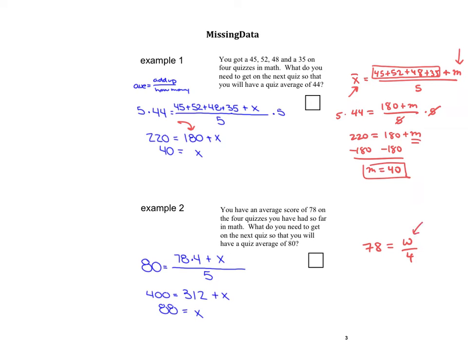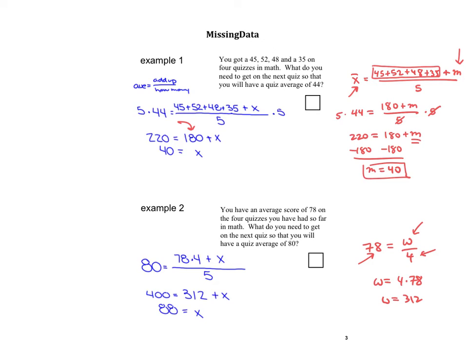If I took my total points divided by 4, I should get this average, right? So what that means to me then is that W, the sum of the first 4 scores, would be 4 times 78. 4 times 78, 280 and 32, that's 312. So the sum of my first 4 test scores was 312.